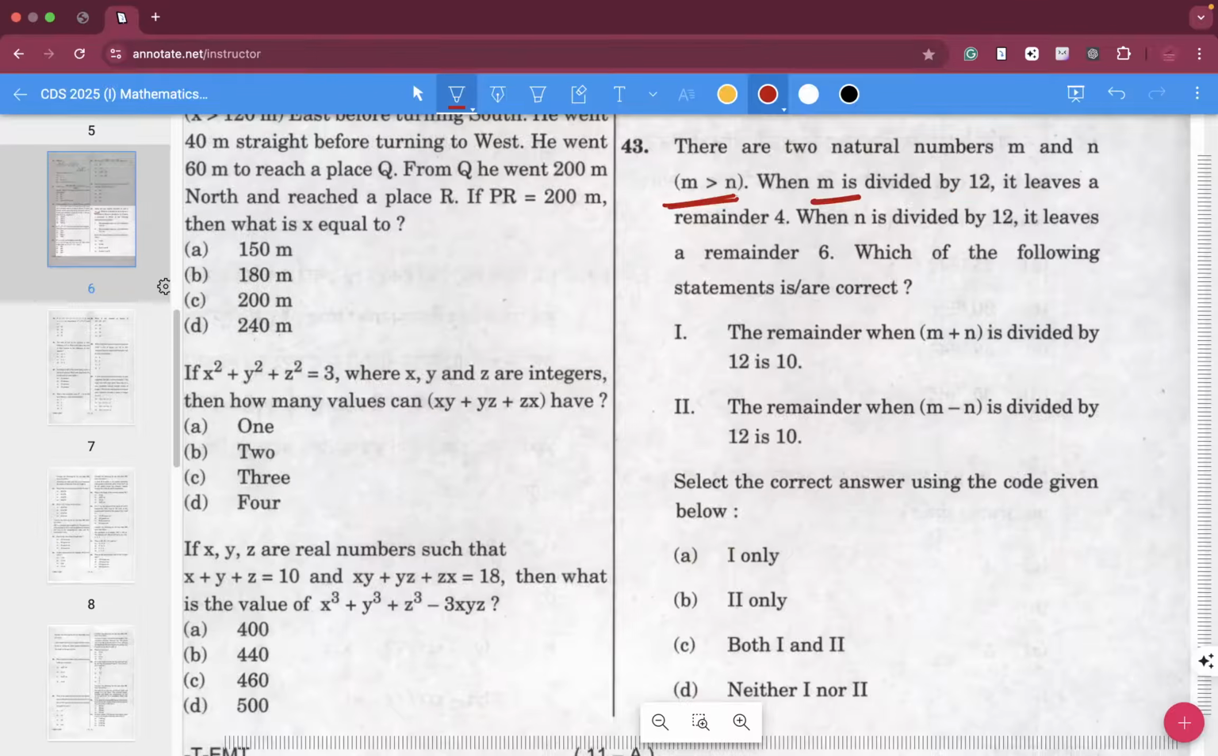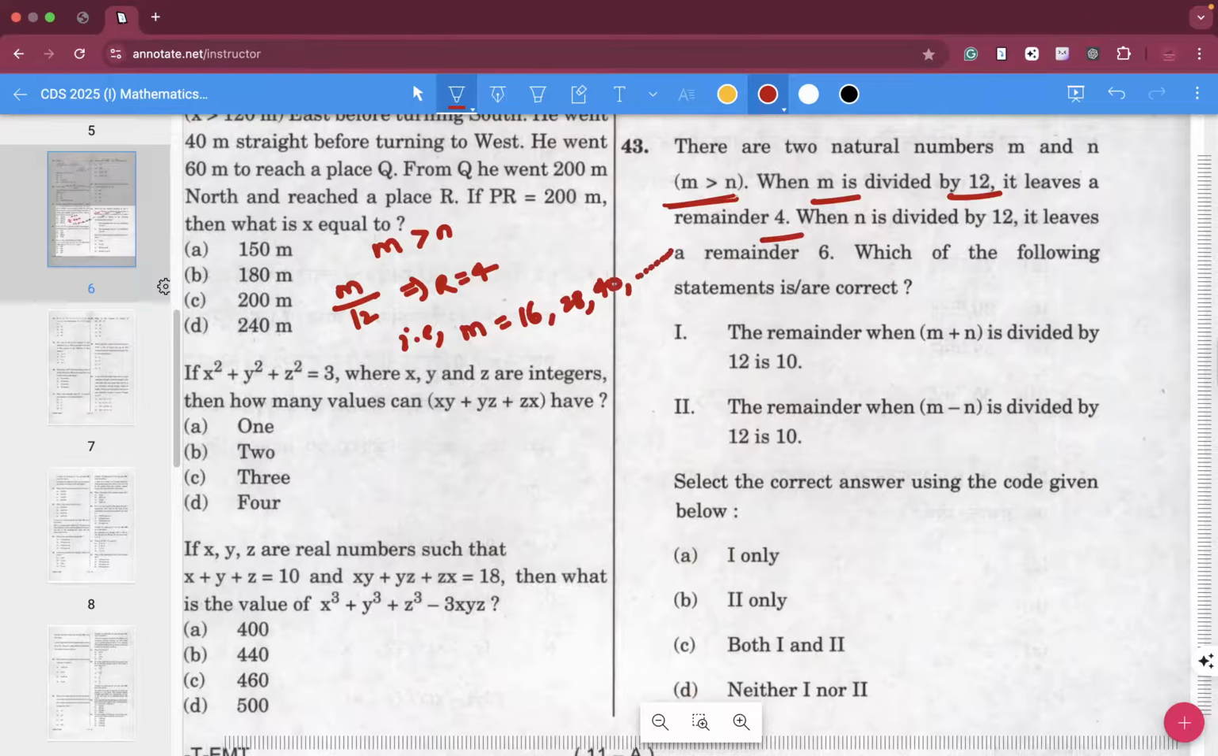When m is divided by 12, it leaves a remainder of 4. If m divided by 12 has remainder 4, what does it mean? m is equal to either 16 or 28 or 40 or other numbers. These are the possible values of m, then only it will have remainder 4.